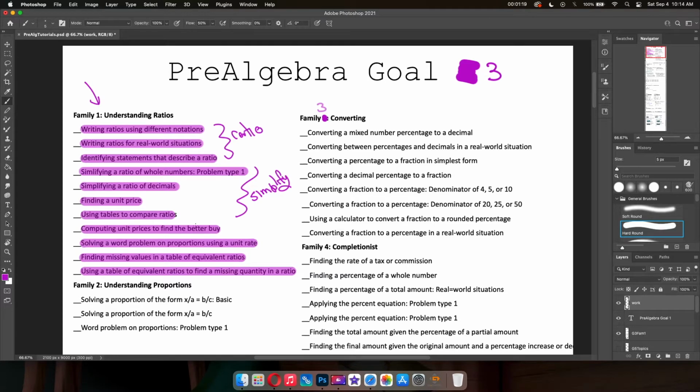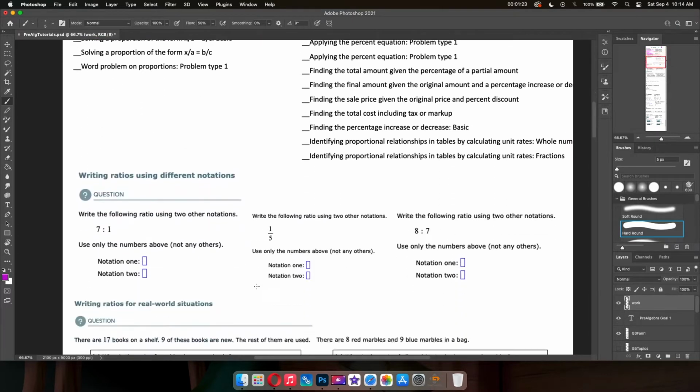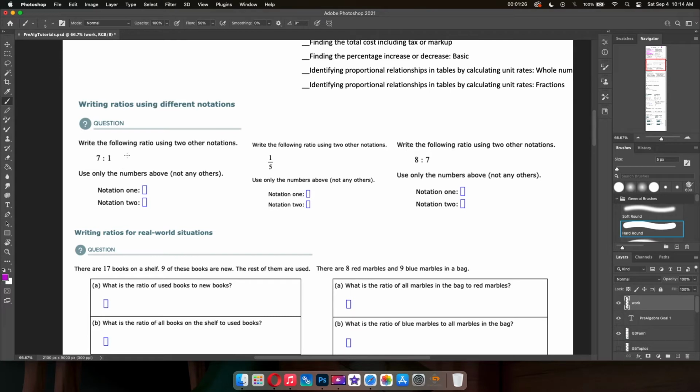So first we want to talk about what ratios actually are and get an idea of what they look like. So we're going to scroll down to our sample problems. Use the following ratio using 2 other notations. Here's the thing about ratios. There are 3 ways to make a ratio, and I'm going to use this number as an example. They all say the same thing.